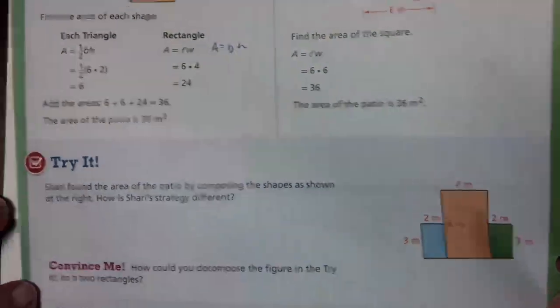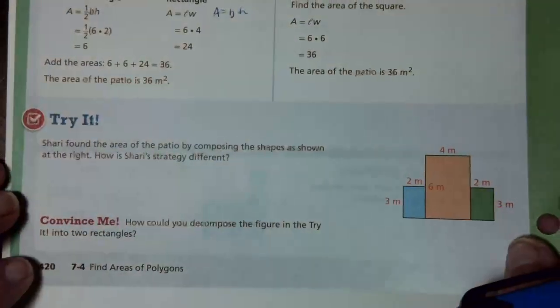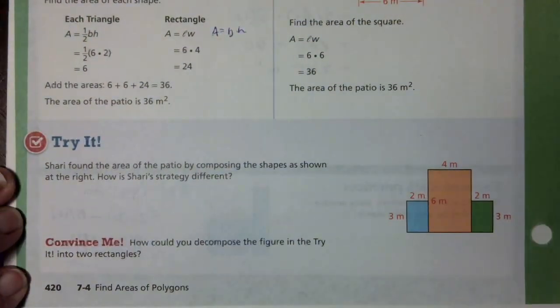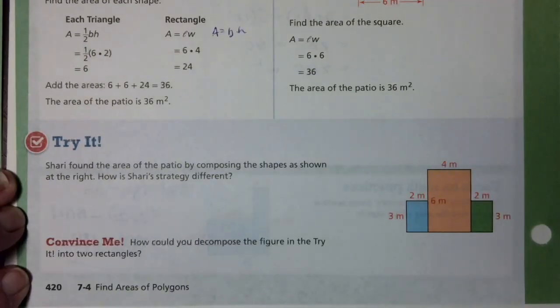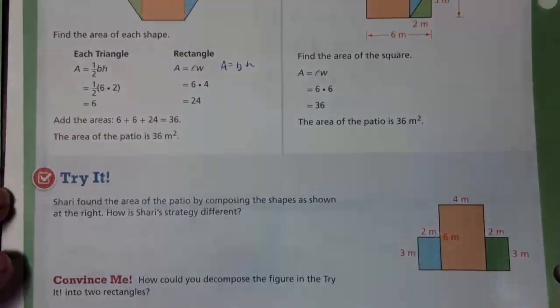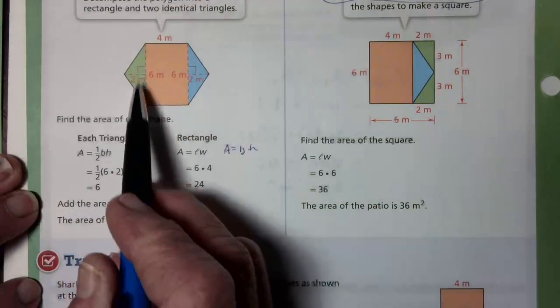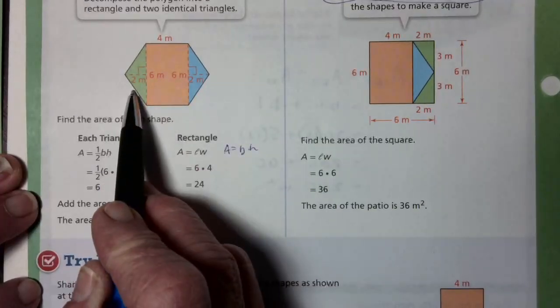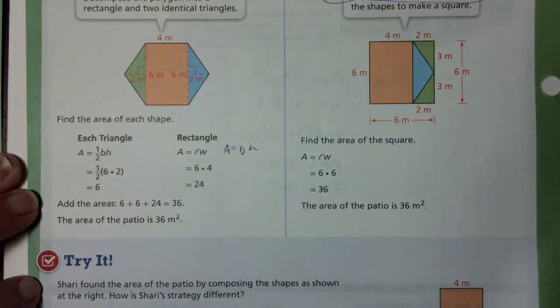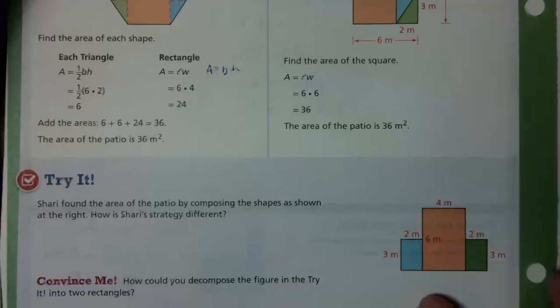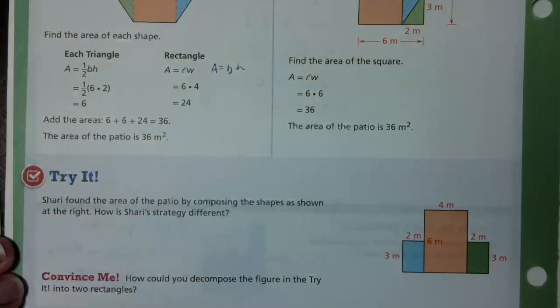Okay, try it. Shari found the area of the patio by composing the shapes as shown at the right. How is Shari's strategy different? Well, this is the same problem. She put these 2 together to make a rectangle. She put these 2 together to make a rectangle, and then she had the rectangle in the middle. So she has 3 rectangles, a 2 by 3, a 4 by 6, and a 2 by 3.